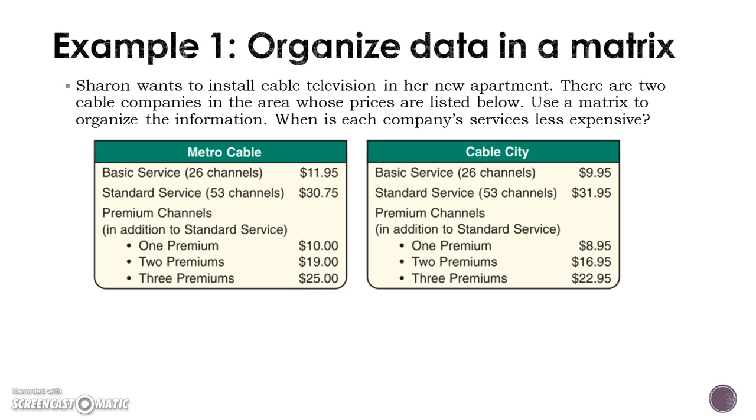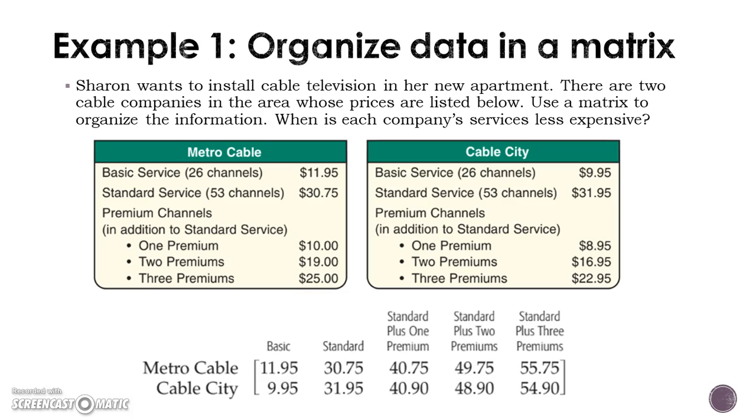I'm going to make my rows the 2 different cable companies, Metro Cable and Cable City. And then I'm going to make my columns each product: basic service, standard service, and then our premium channels. So here we've got a 2 by 5: basic, standard, standard plus 1, standard plus 2, standard plus 3. Metro Cable has the best price for standard service and standard plus 1 premium channel, but Cable City has the best price for the other categories. So that's the basic setup of how to create a matrix.